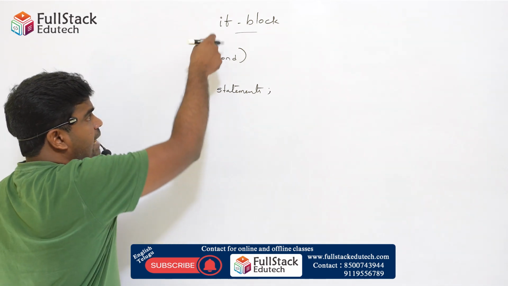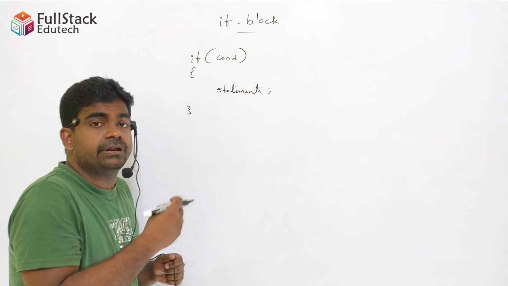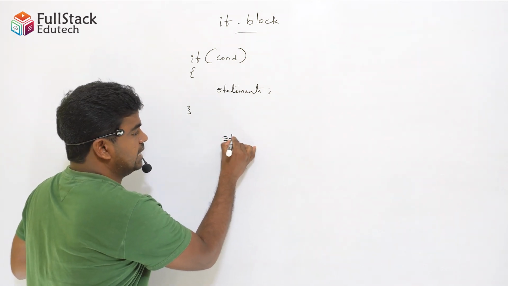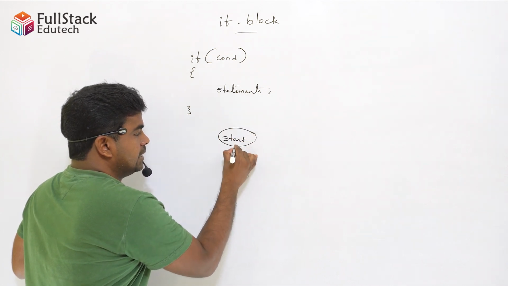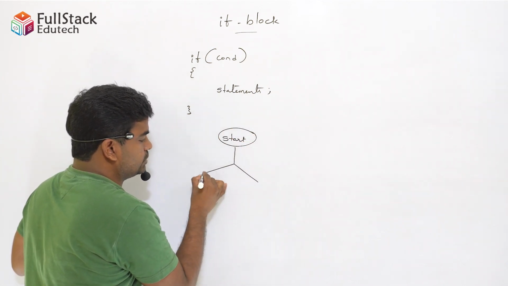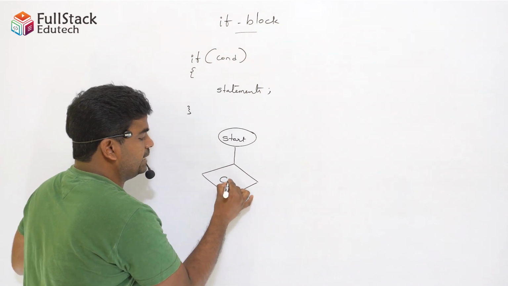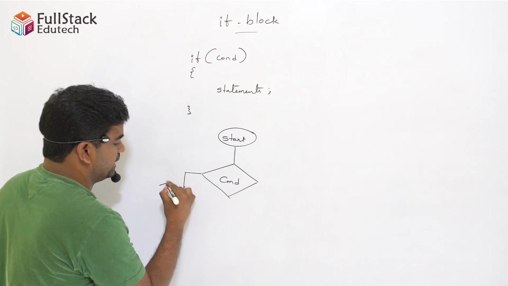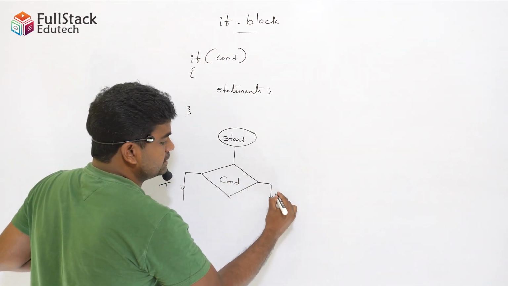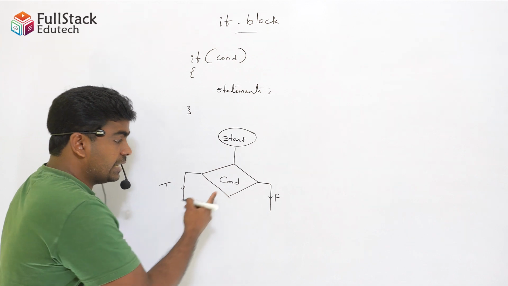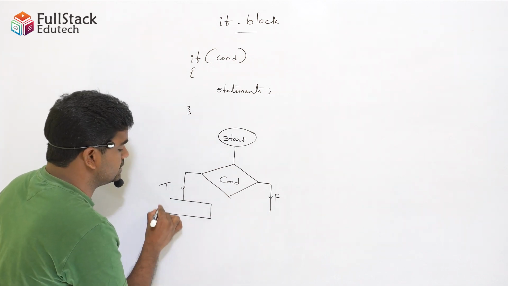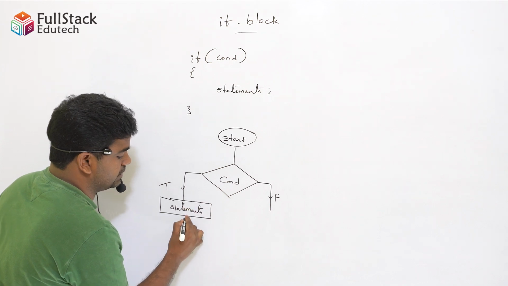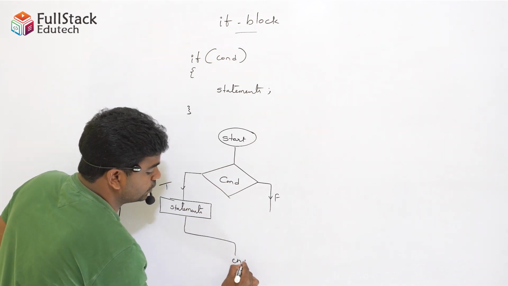For every conditional control statement, we need to write the flowchart also. How to write the flowchart? Start. The condition we represent using a rhombus. For the condition, two options are there: if it is true, the condition is valid, or the condition is not valid. If the condition is true, then it will execute the statements and go to end.